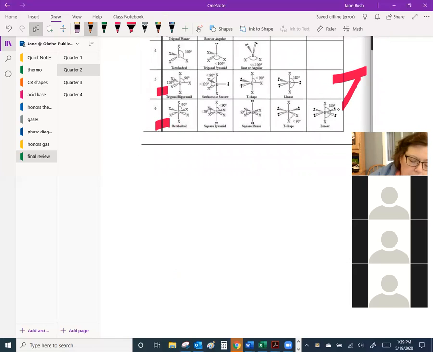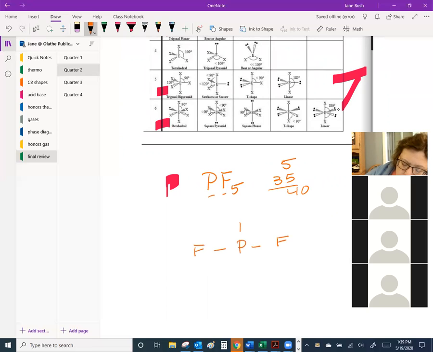So for the example, PF5. Phosphorus has 5 electrons. Fluorine has 7. 7 times 5 is 35, so there's a total of 40 electrons here. 1, 2, 3, 4, 5, 6, 7, 8, 9, 10. We've got all of our fluorines on there.